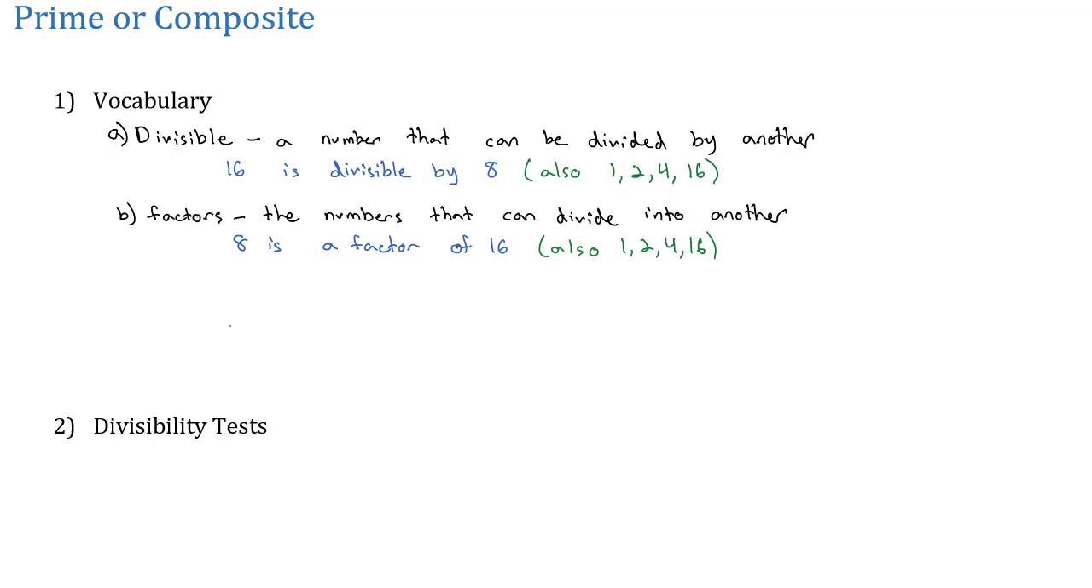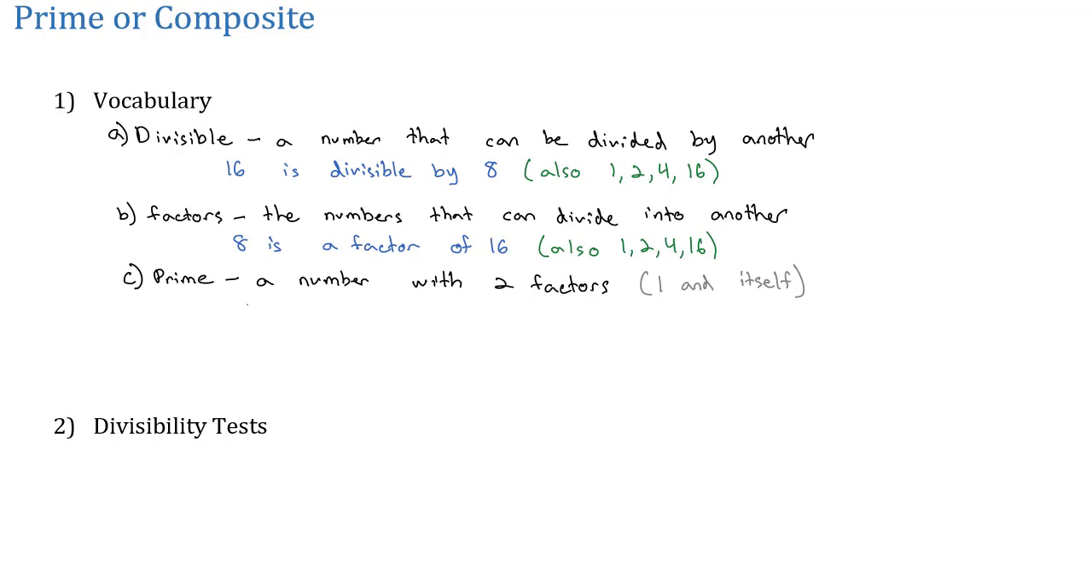Now, 16 has lots of factors. 1, 2, 4, 8, 16. We're particularly interested in when a number only has 2 factors. When a number only has 2 factors, we say it is a prime number, a number with exactly 2 factors. And those 2 factors are always going to be the number 1, because everything's divisible by 1, and itself. And it has to be 2 unique factors. So we'd say the number 1 is not a prime number because it only has 1 factor, 1.